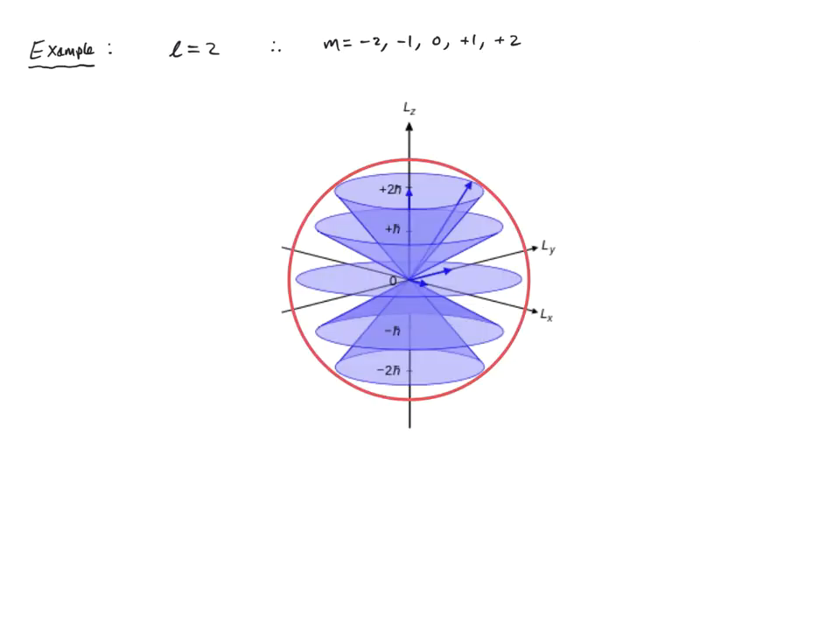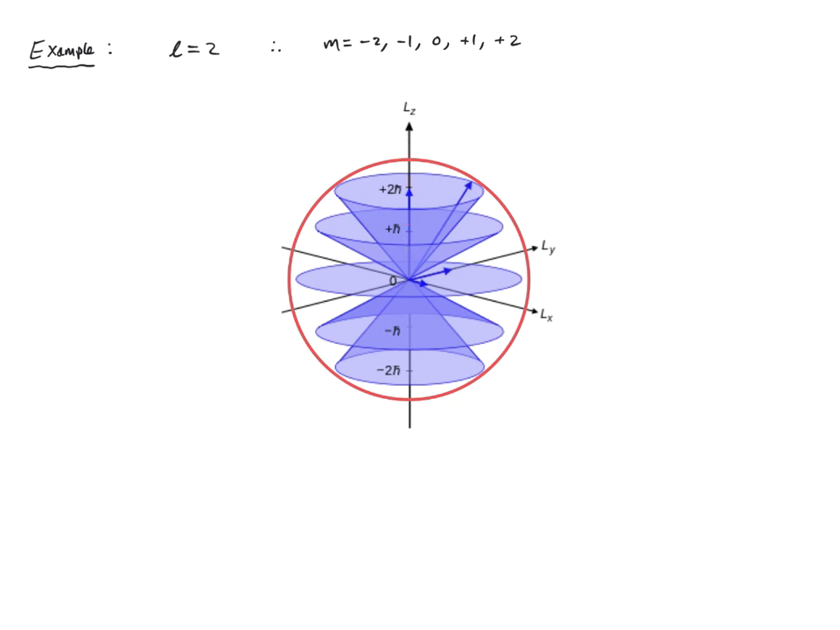As an example, let's consider the situation with total angular momentum L equals 2. This means that we can have z projections minus 2, minus 1, 0, 1, and 2. 5 values in total, 2L plus 1. We can depict that in the following way. We see the components of the total angular momentum along the x, y, and z directions here. This is Lx, this is Ly, and this is Lz.